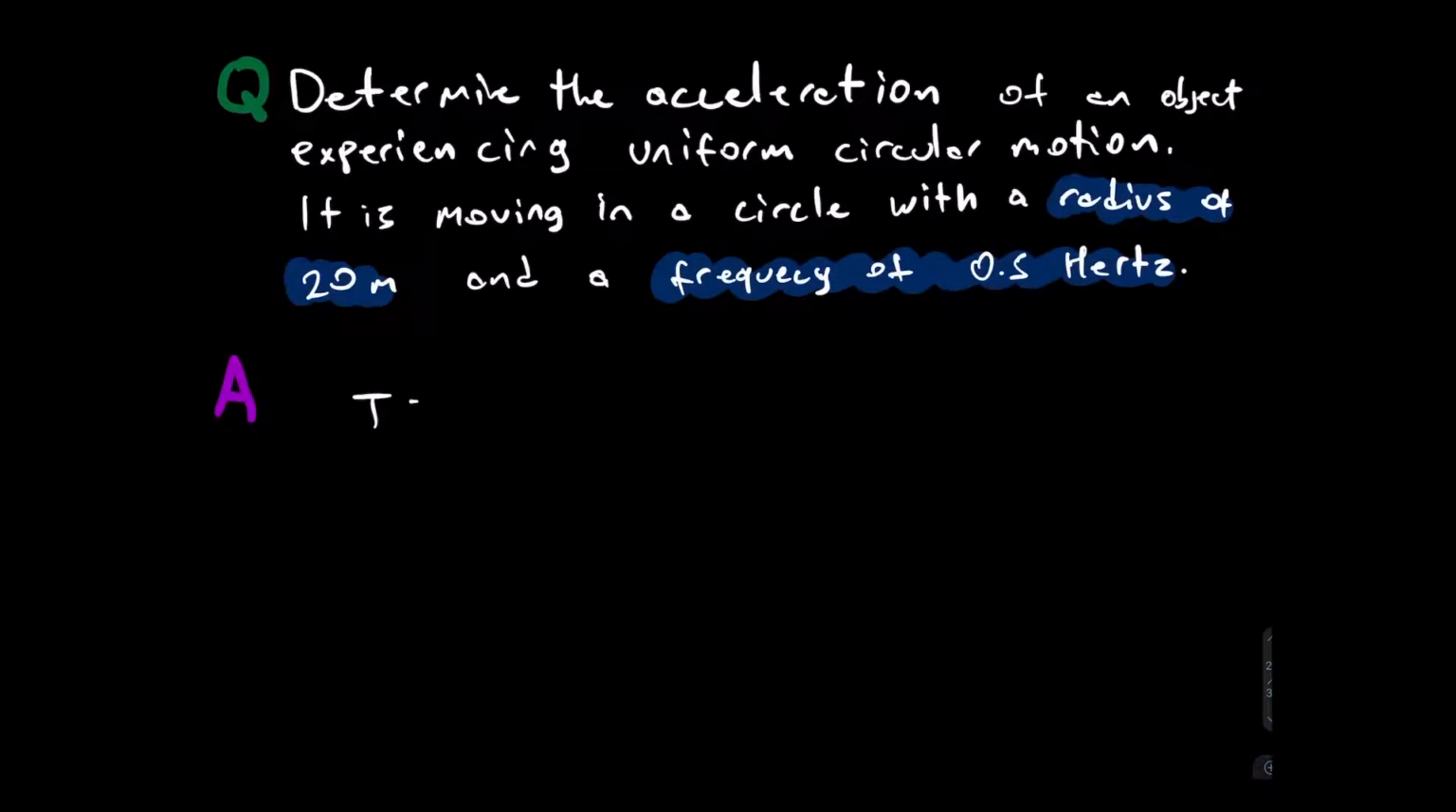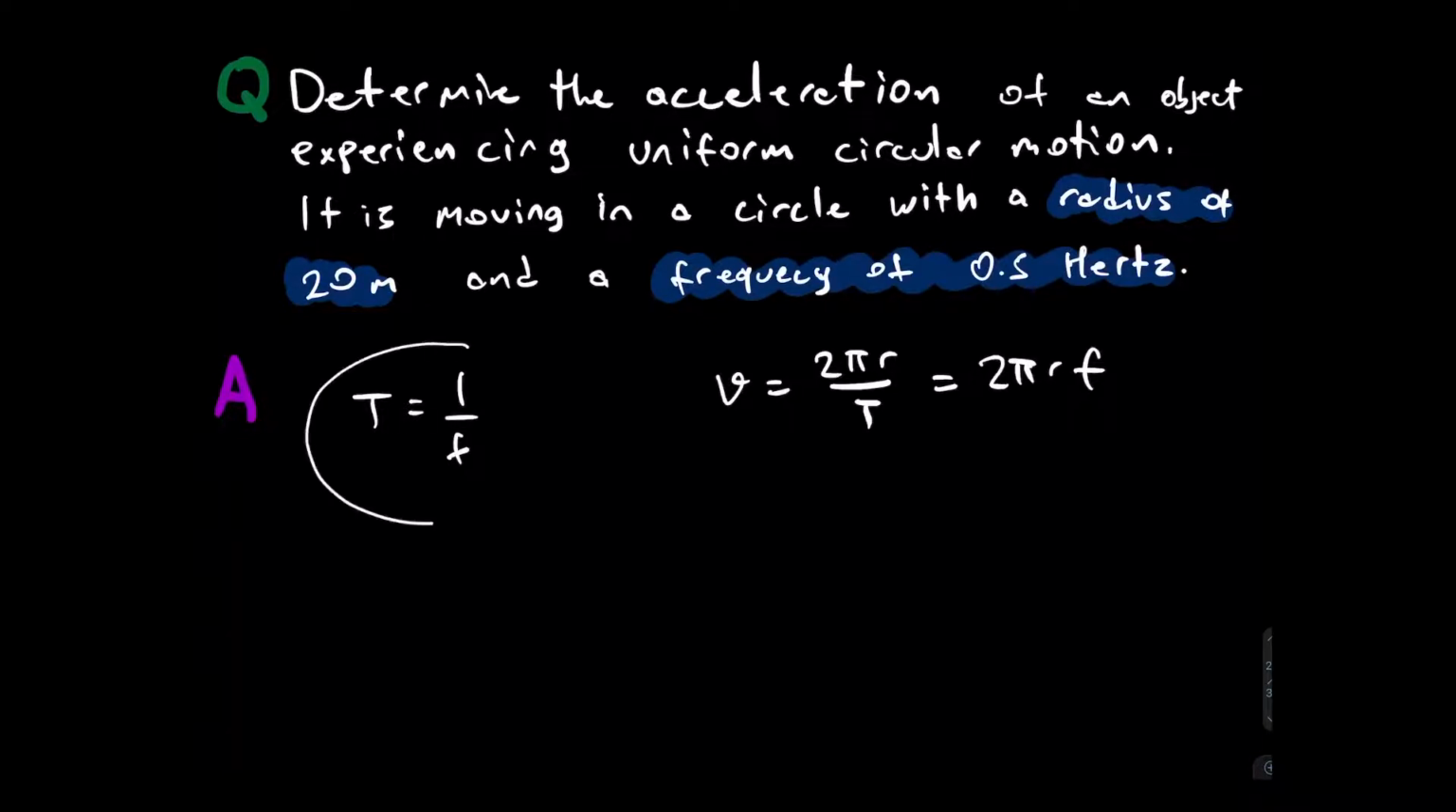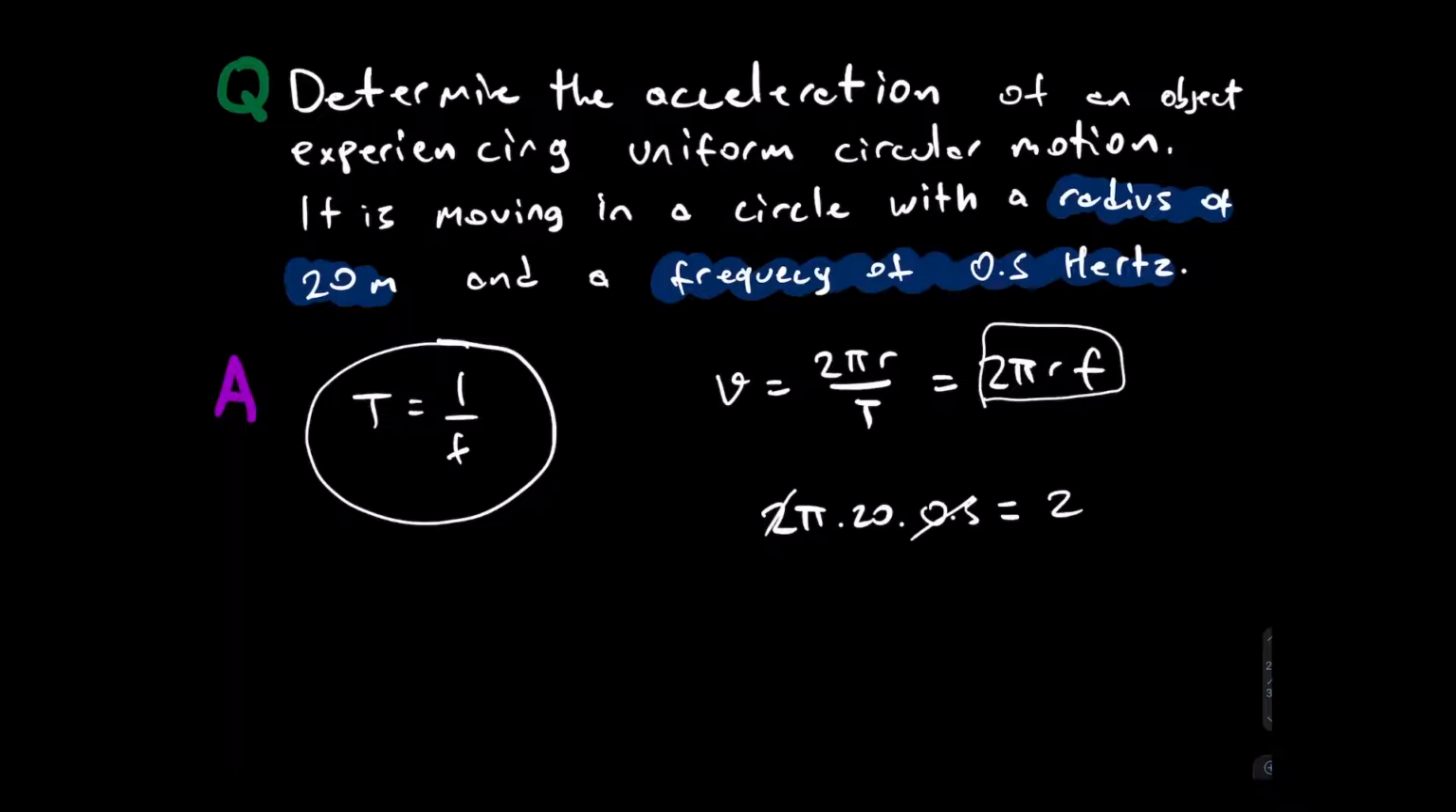So let's first find the period because we'll need it to calculate the velocity. The velocity is equal to 2 pi r over period. Another thing you can do is, this is also equal to 2 pi r times frequency. So even though we can calculate it here, we can also calculate it within the formula. Let's plug it in: 2 pi r, where r is 20 meters and frequency is 0.5. These cancel out and we get 20 pi meters per second as our velocity.